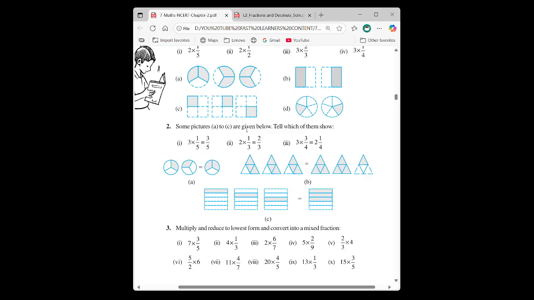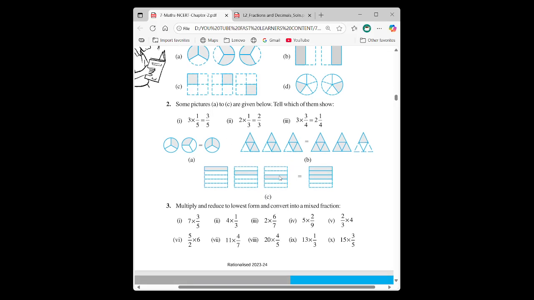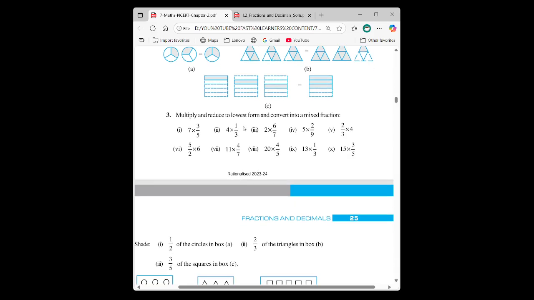Okay, let's see the next one. Here some pictures are given. Same way you have to find this out, that this is 1 out of 3 and this is also 1 out of 3. So 2 times 1 out of 3. Where is 2 times 1 out of 3 given? Here.